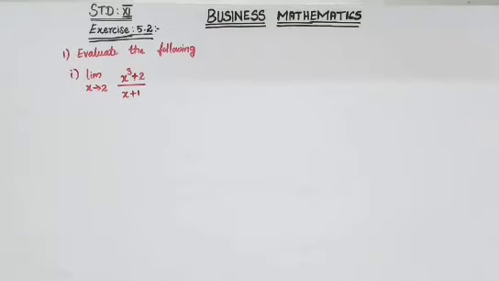Standard 11th Business Mathematics Exercise 5.2. First question, evaluate the following in that first subdivision. Limit x tends to 2, (x cube plus 2) divided by (x plus 1).